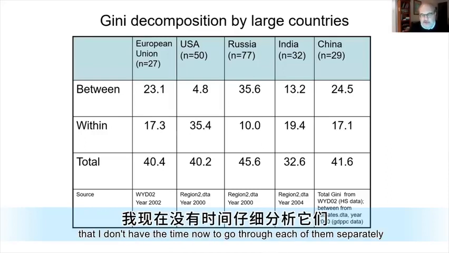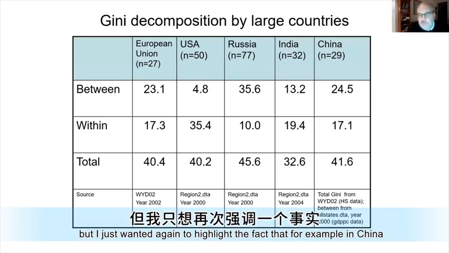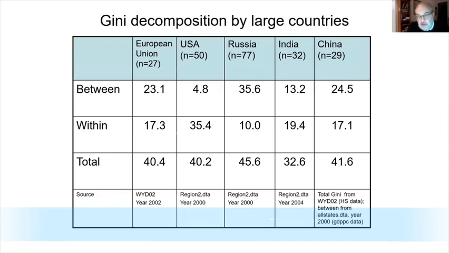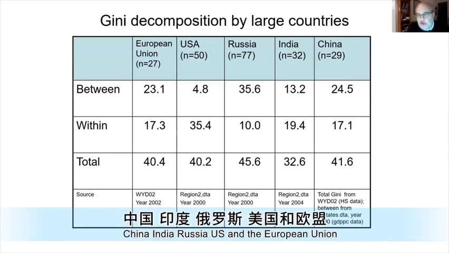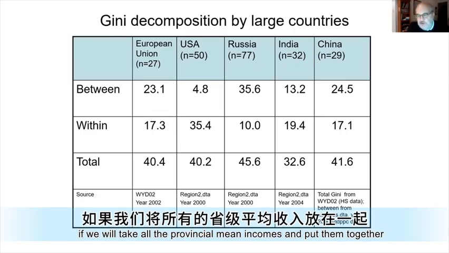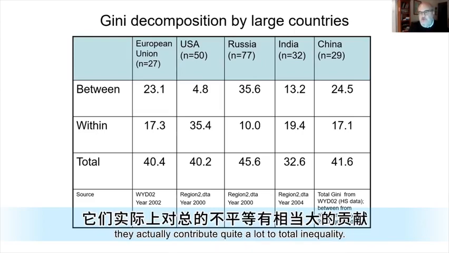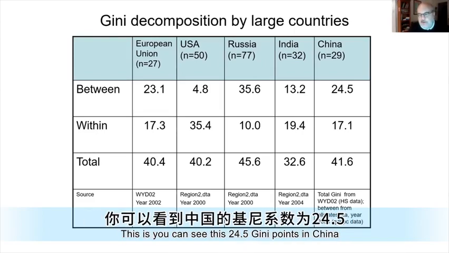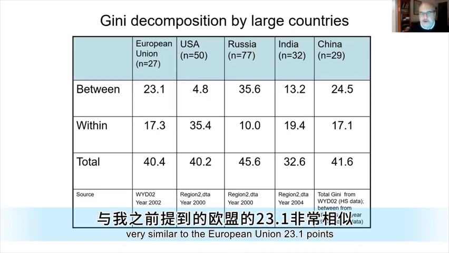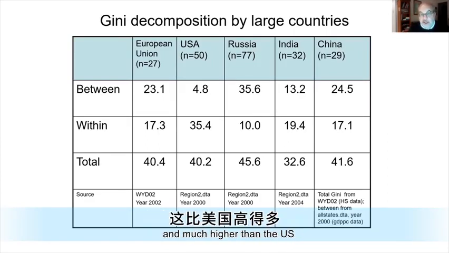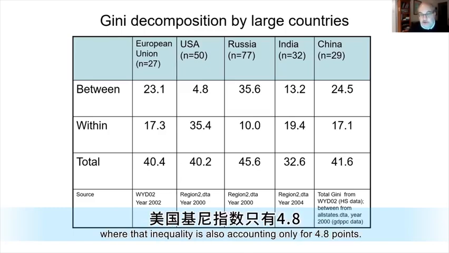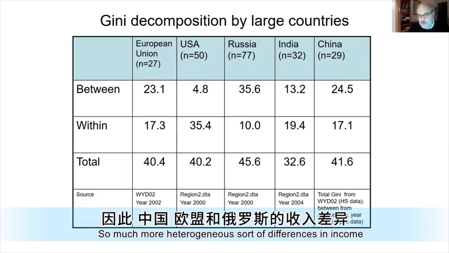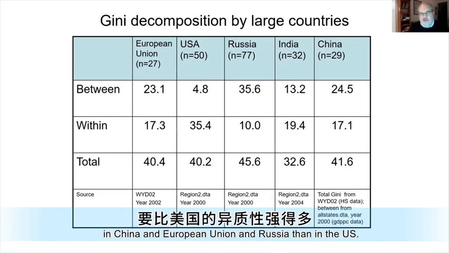I show here on the slides, but I don't have the time now to go through each of them separately. I just wanted again to highlight the fact that, for example, I compare here China, India, Russia, US, and the European Union. You see that China, if you take all the provincial mean incomes and put them together, they actually contribute quite a lot to total inequality. You can see this 24.5 Gini points in China, very similar to the European Union's 23.1 points, which I already mentioned before, and much higher than in the US, where that inequality accounts for only 4.8 points. So there are much more heterogeneous differences in income in China, the European Union and Russia than in the US.